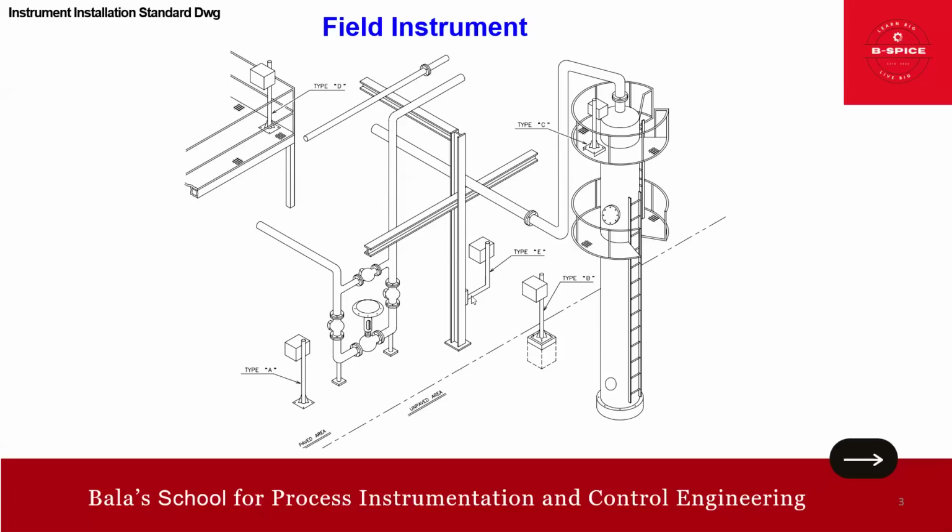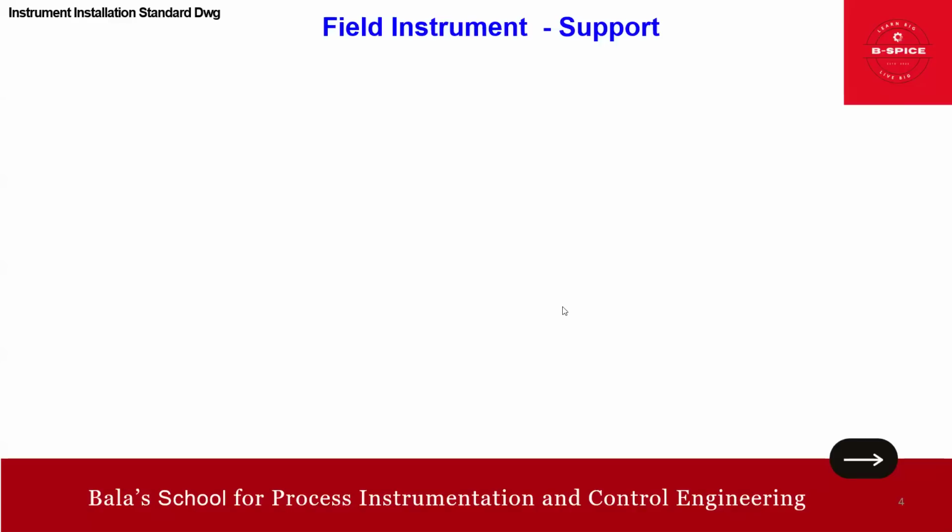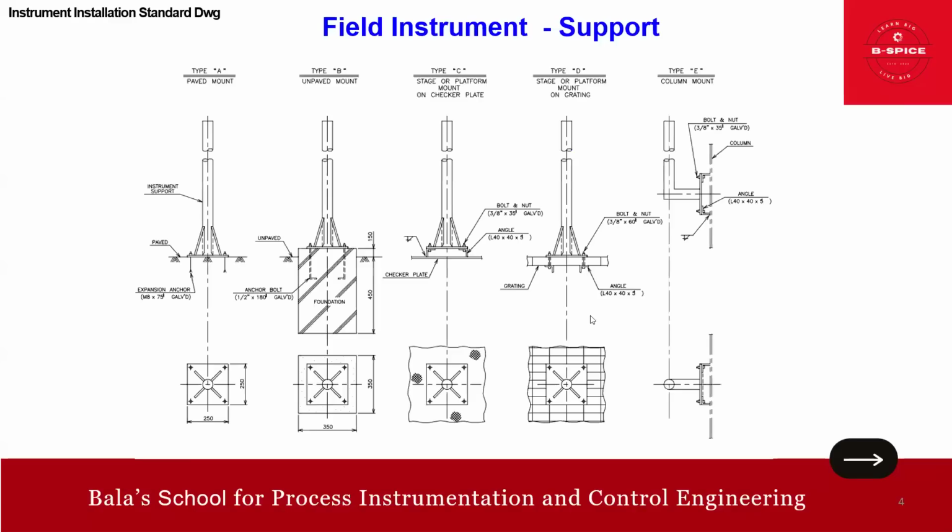Then one more is the type E, wherein wherever C channel structures are there, from that we can take a support, L type of support. So this is how we need to come out with the typical drawing, friends. The same thing we use when we carry out the installation, right? Okay, I covered everything. Now how to prepare this support? If you see the type A, this is paved concrete.